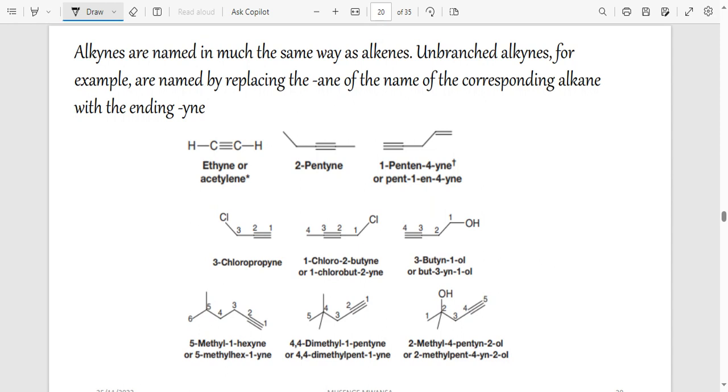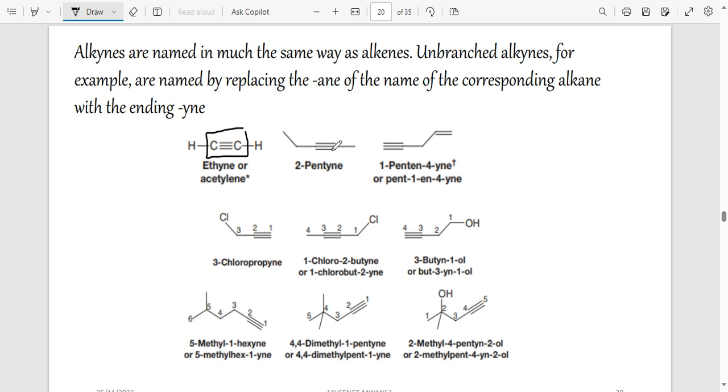How about if you have got a double bond and a triple bond in the same compound? Triple bonds, you name them as alkynes. So an alkyne with two carbons is called ethyne. Remember, E is for two carbons.